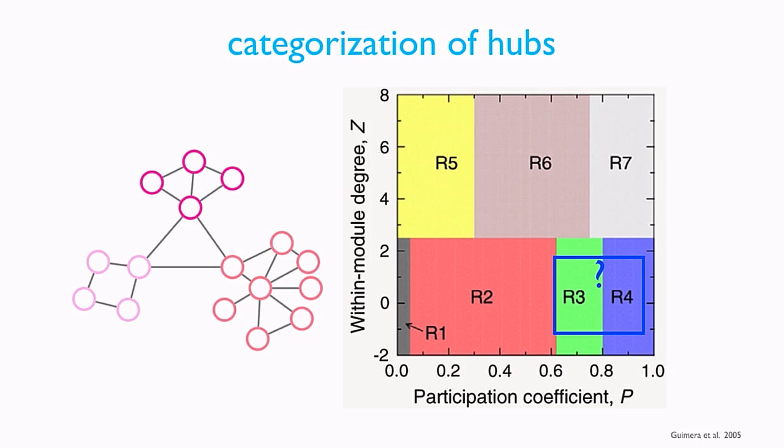So what are the other regimes of this space? These are a little bit more mystical, a little bit more difficult to understand. But what type of node would fit in R3 or R4? These will be nodes with a super high participation coefficient, but a super low within-degree z-score. So, for example, if the network would have looked something like this, a node like this would fit in that space.